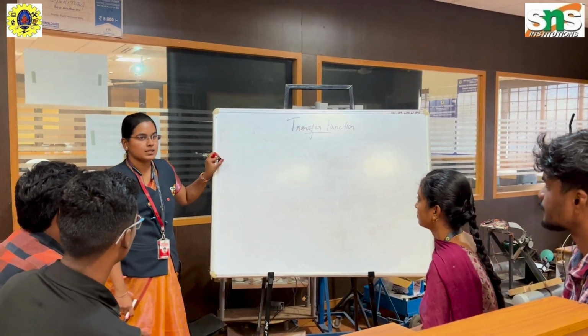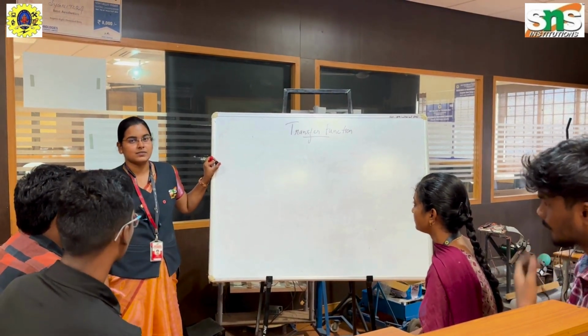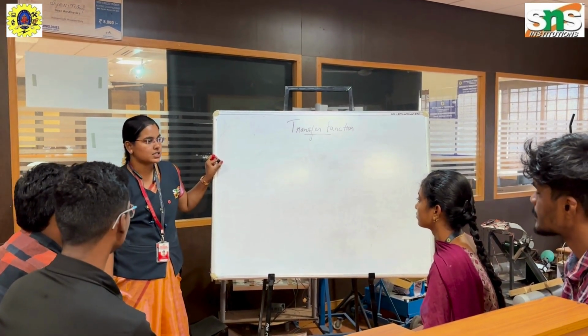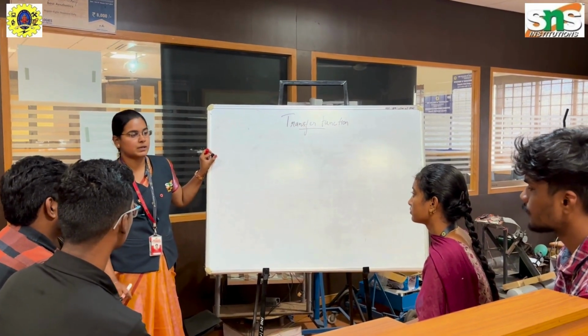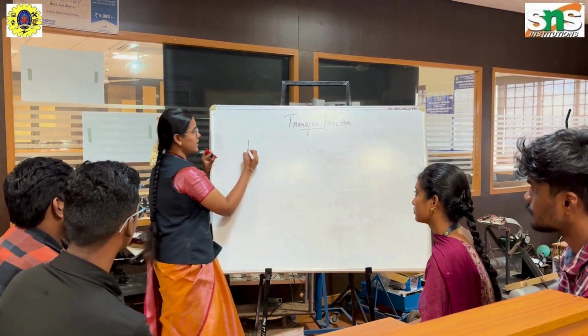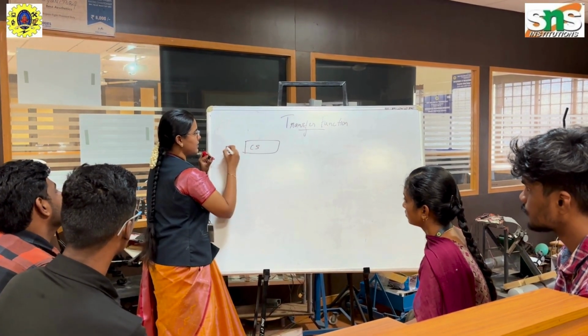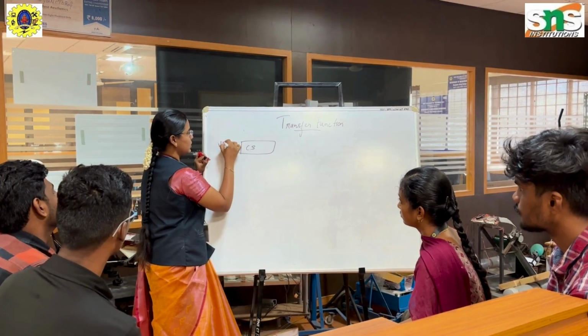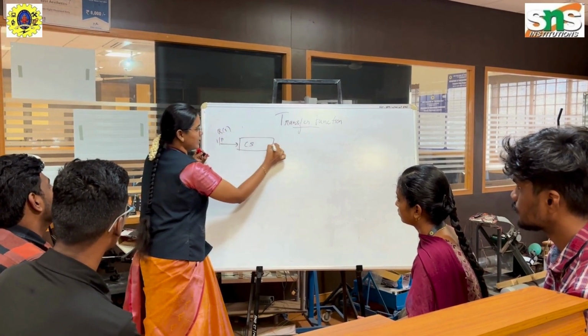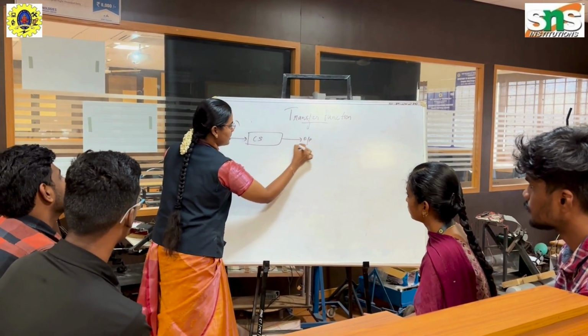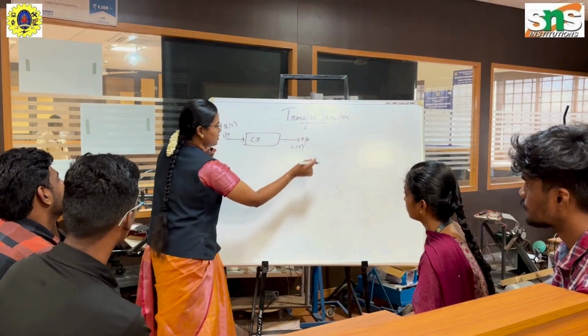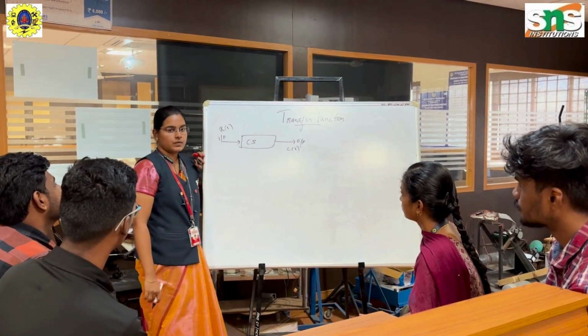In this class, we are going to discuss the transfer function. Transfer function is nothing but the relationship between the output with respect to the input. So if we have a control system and we have an input which is denoted as R of S, we have an output which will be denoted as C of S.